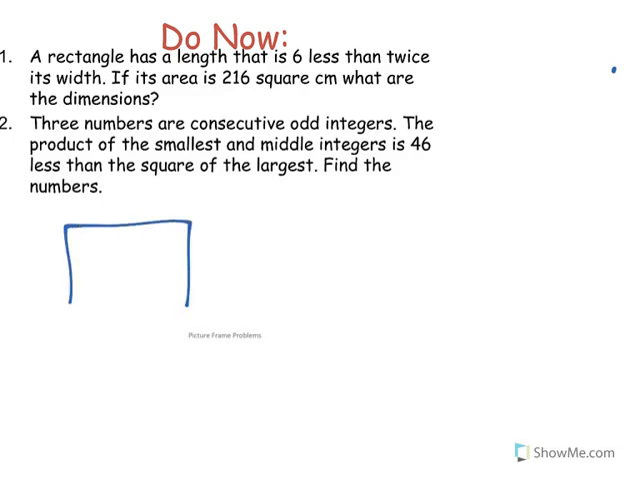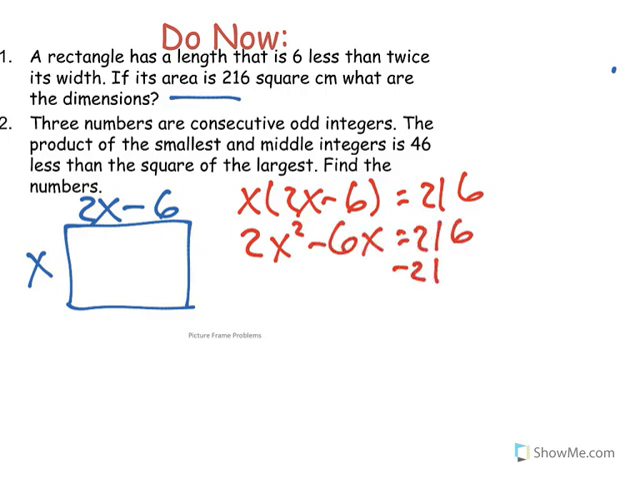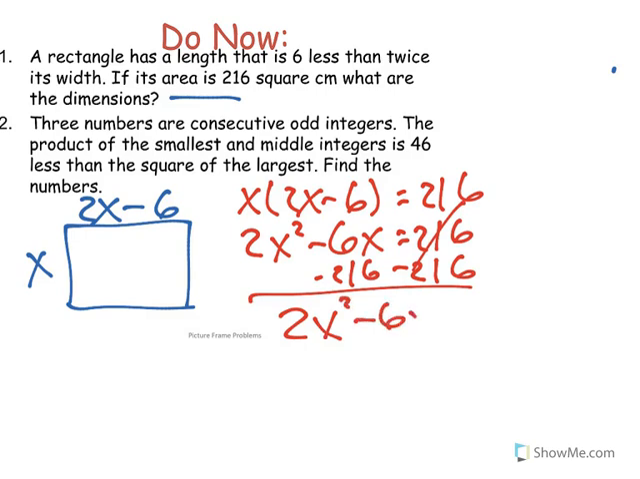All right, so my rectangle here, it says the length is 6 less than twice the width. So if the width is x, twice the width is 2x, and 6 less than that would be 2x minus 6. So it says the area is 216 square centimeters. So x times the quantity 2x minus 6 is equal to 216. So when I distribute my x, I get 2x squared minus 6x equals 216. I want to put it in standard form, so I pull my terms to the left. So I get 2x squared minus 6x minus 216.